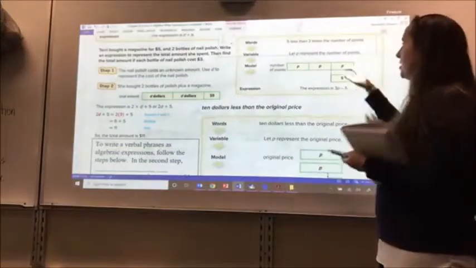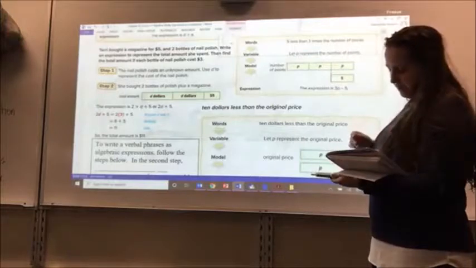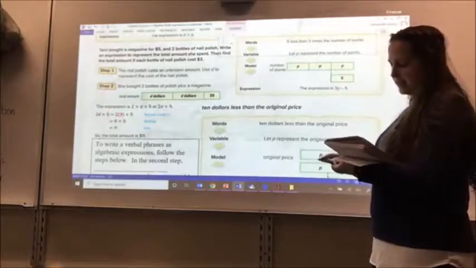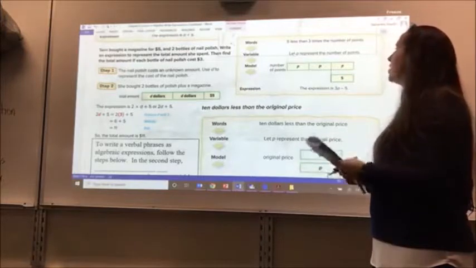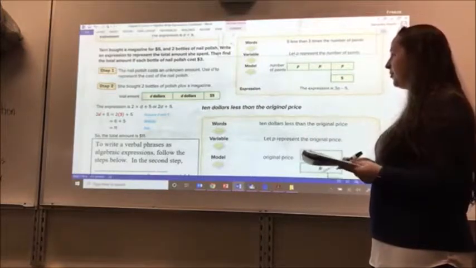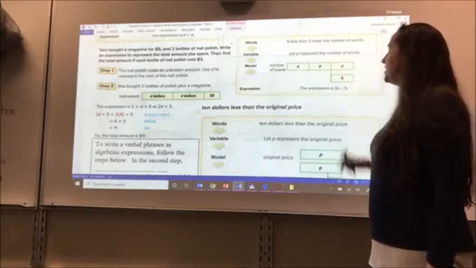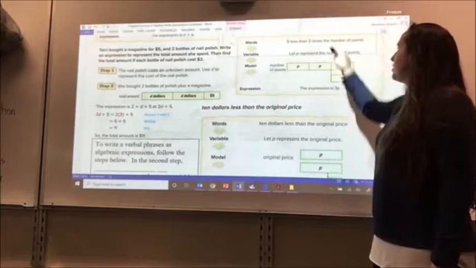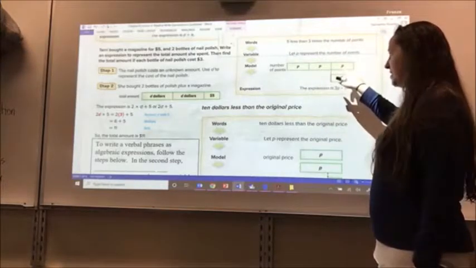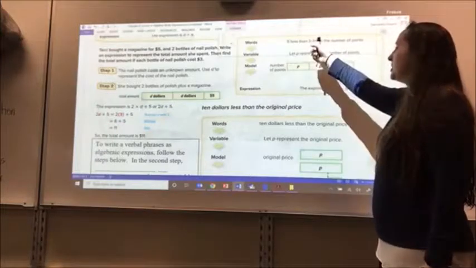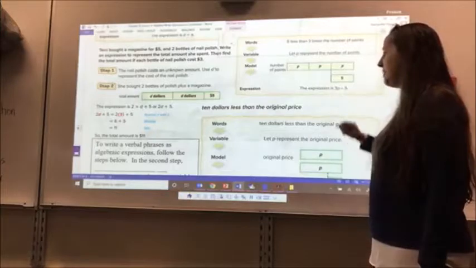This example here says write the phrase 5 less than 3 times the number of points as an algebraic expression. So 5 less than 3 times the number of points. So let P represent the number of points. Okay. We have 3 times the number of points, so P, P, and P. And then we want to subtract 5 from that. So my expression is 3P minus 5.